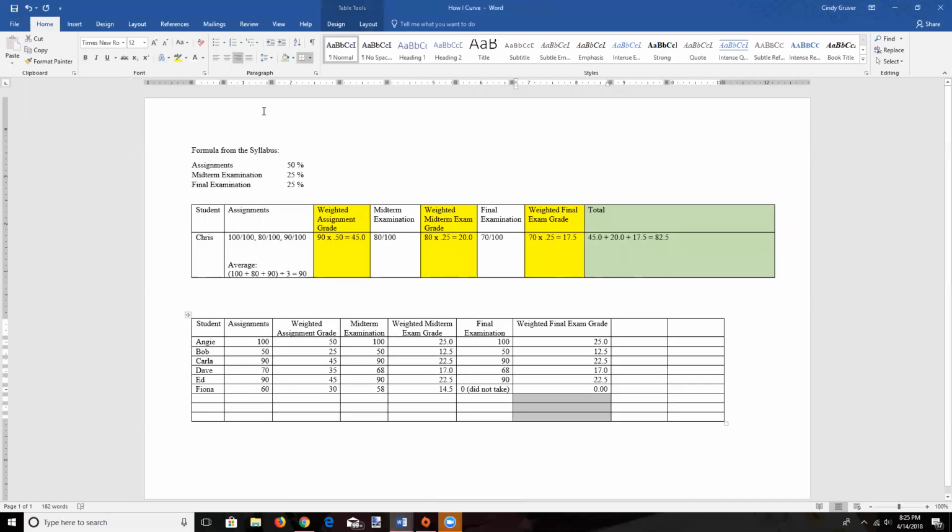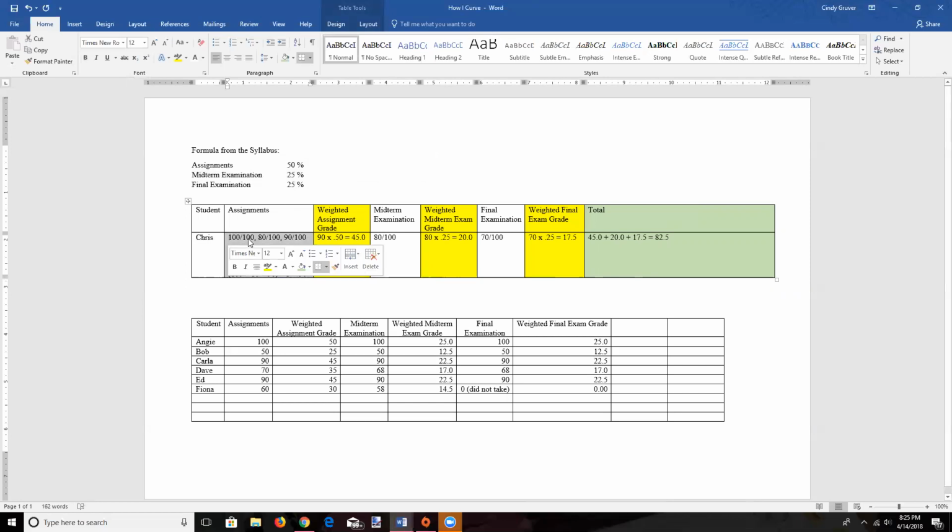So here we have the formula for an example syllabus. You can see that we have several assignments this semester and they add up in total to 50%. In this particular class, we also have a midterm that's worth 25%, and a final examination that's worth 25%. So we're going to consider this student named Chris. There were 3 assignments, and Chris got 100 out of 100, 80 out of 100, and 90 out of 100.